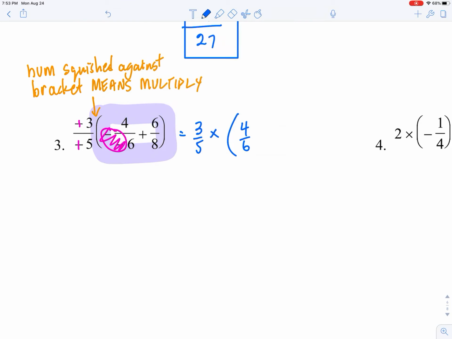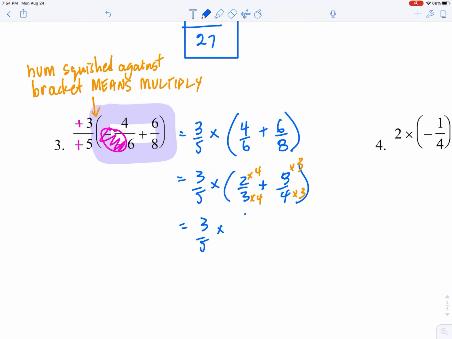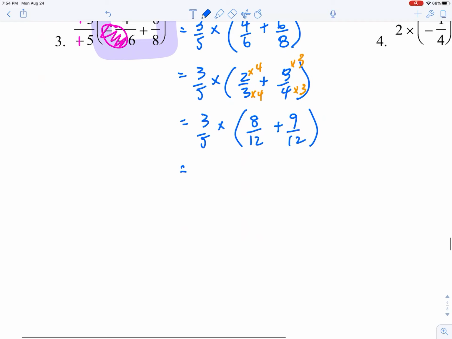So times 4 over 6 plus 6 over 8. Before I find a common denominator, I'm just going to simplify those. So that's the same as 2/3 plus 3/4. That makes our common denominator 12. That's a lot nicer. So 3/5 times, I get 8 over 12 plus 9 over 12. 8 plus 9 is 17 over 12. So I'm going to have 3/5 times 17 over 12.